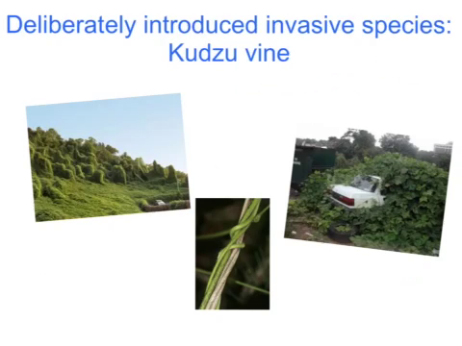One deliberately introduced invasive species is the kudzu vine. It's native to Japan, and it was first introduced into the southeastern United States in the 1800s, mostly to control soil erosion, and also as an ornamental plant. It grows incredibly quickly. Under the right conditions, it can grow up to a foot each day. Problem is, the vine takes over everything.